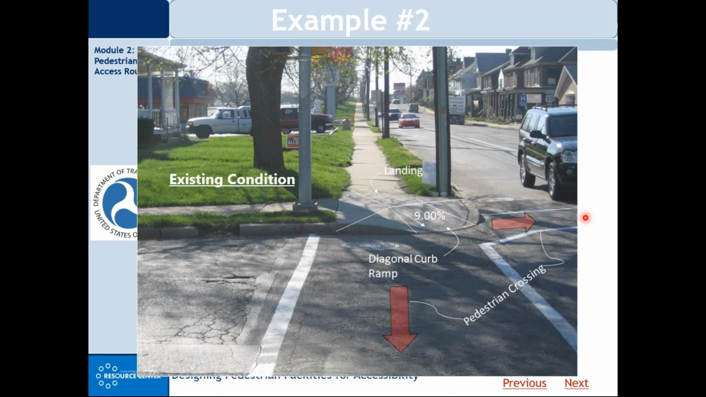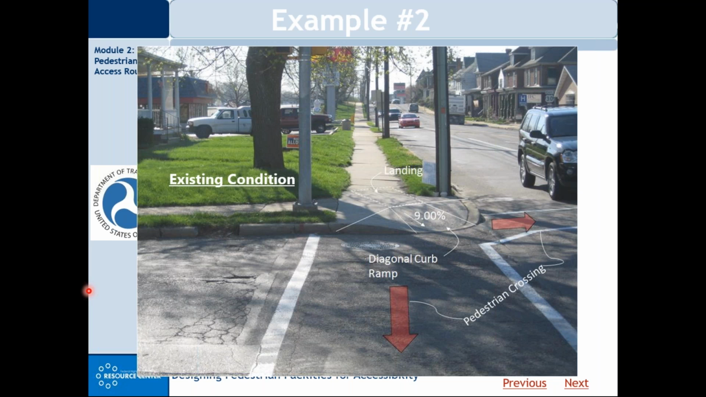Here's example 2, which is a different community, a different intersection. Notice they have a single diagonal ramp at 9%. Also, if you look closely over here on the left side of the image, notice getting to be some alligator cracking, maybe some pothole formation here. So let's assume this agency is going to resurface this roadway. It's reaching the end of its useful life. So they're going to resurface this roadway. And again, they realize that they need to bring the curb ramps into compliance at each of the corners.